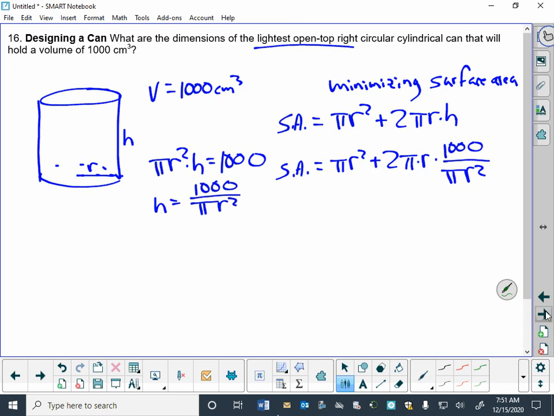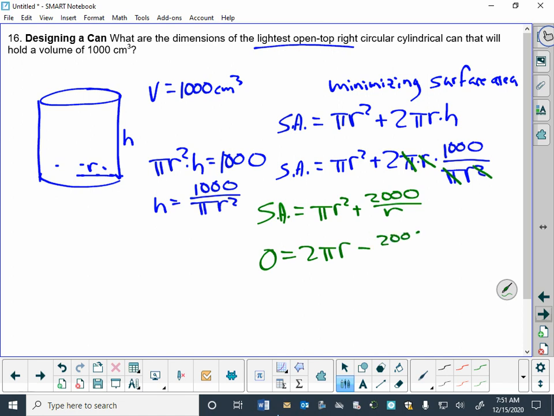I can simplify a little bit. These pi's will cancel. This r will cancel with that r. And so my equation now looks like pi r squared plus 2,000 over r. This is my surface area equation. It's the thing that I want to minimize, so I'm going to take the derivative of that and set it equal to 0. That's going to be 2 pi r minus 2,000 over r squared.